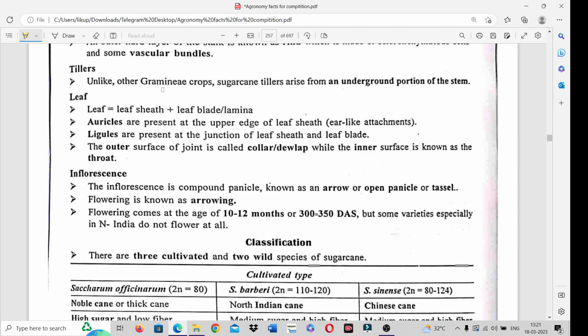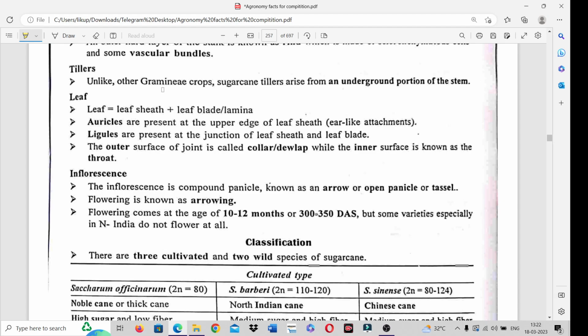Auricle and ligule. Auricles are present at the upper edge of the leaf sheath, that is, an ear-like attachment. Ligules are present at the junction of the leaf sheath and leaf blade. The outer surface of the joint is called the collar, dewlap.